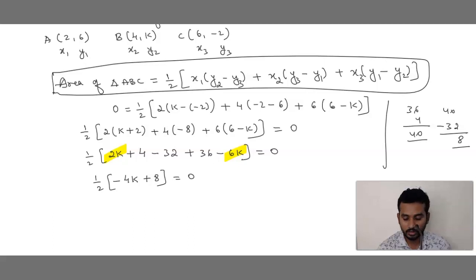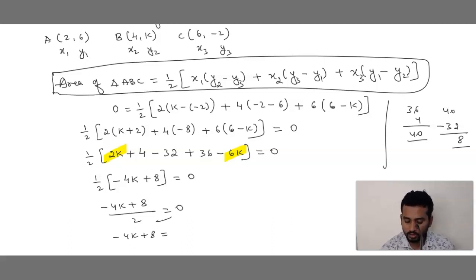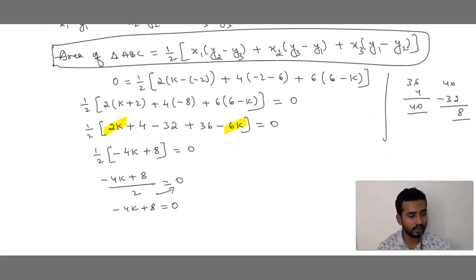Is this clear? Now what we have to do? Very simple. Now multiply numerator with numerator, denominator with denominator. So what is the numerator? See here, minus 4k plus 8 divided by 1. See, 1 by 2 is there, no? 1 into minus 4k, that is minus 4k. I am multiplying. Plus 1 into 8, 8. Whole divided by 2 is equal to 0. Correct? Now cross multiply 2. Minus 4k plus 8 is equal to 2 into 0, 0. 0 multiplied by anything is 0.